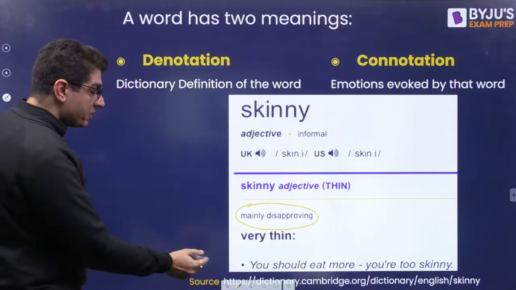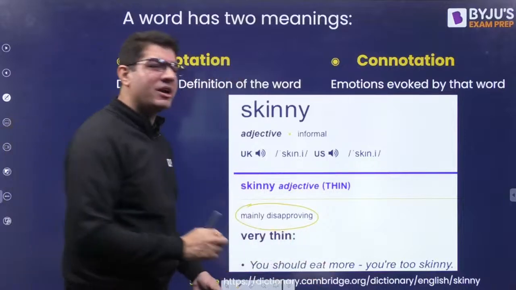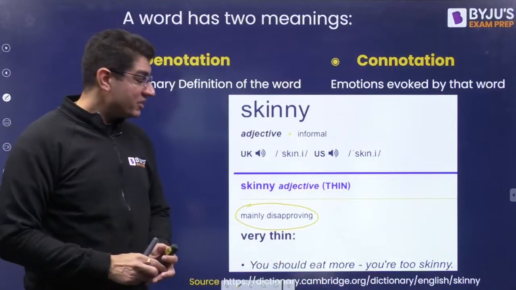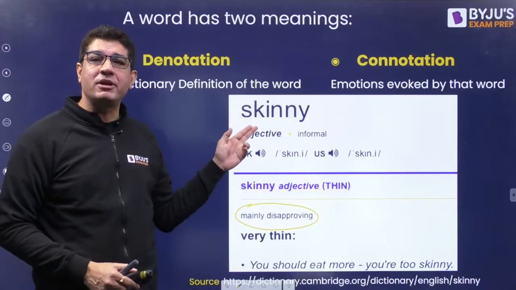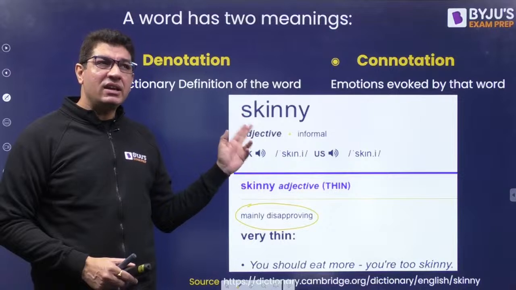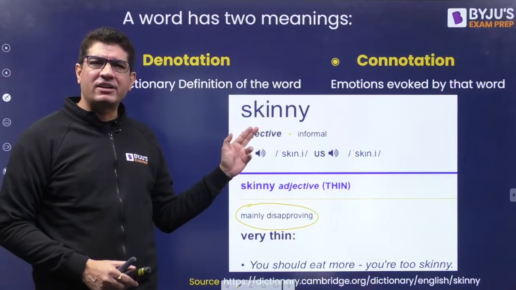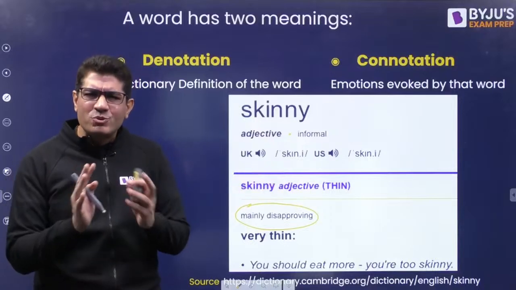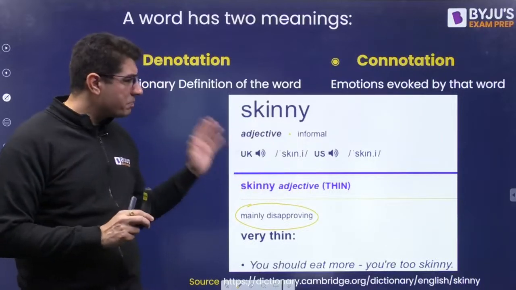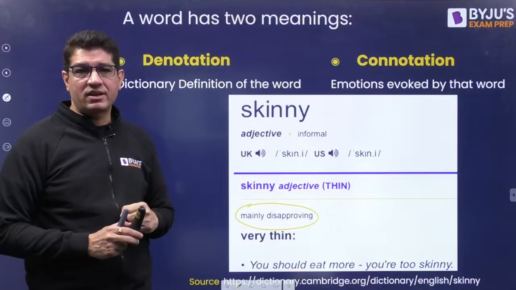Look at the example. You should eat more. You are too skinny. So this tells you very clearly that you're supposed to use the word skinny for somebody who is thin in a way that the person becomes unattractive or looks rather weak or emaciated. Right, looks very weak and like that, so there we have to use skinny.